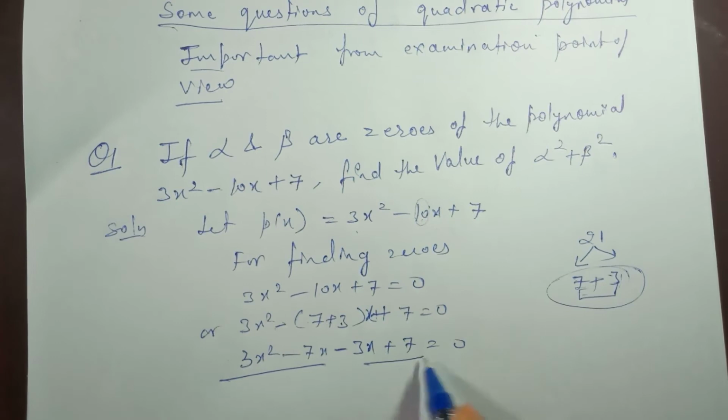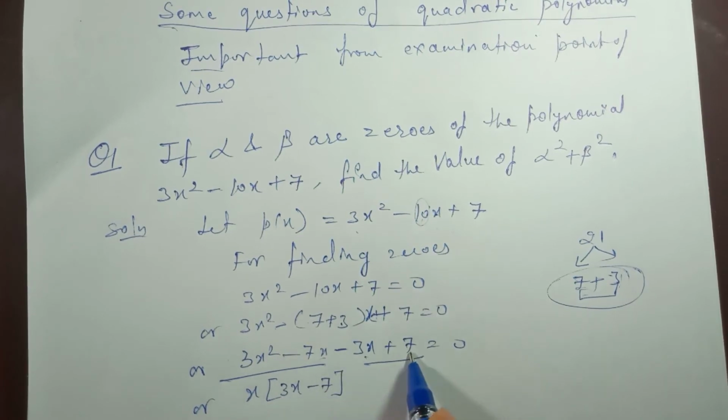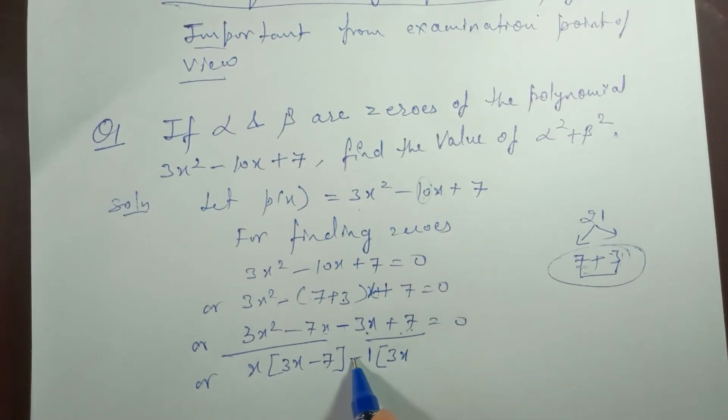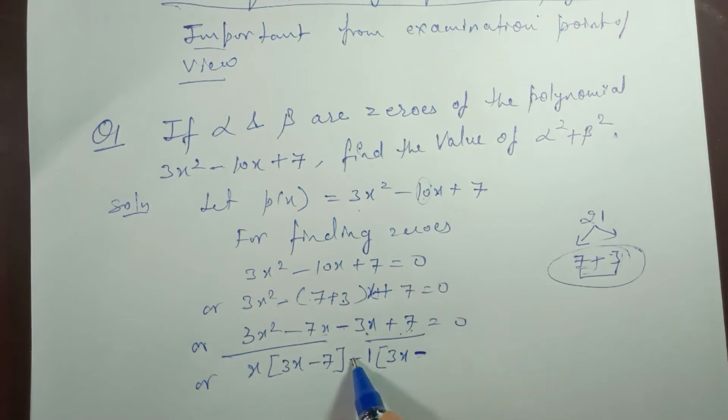From the first two terms we take x common, which gives x(3x minus 7). From the last two terms there is no common factor, so we take 1 as the common, with a negative sign. Since 3x minus 7 is needed inside the bracket, we take a negative sign outside, because minus times minus changes into plus.